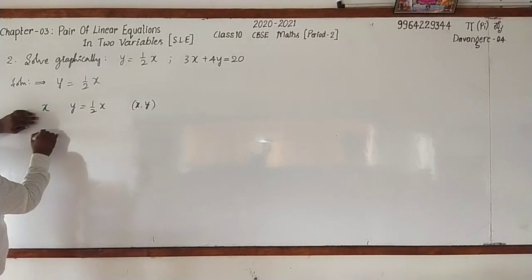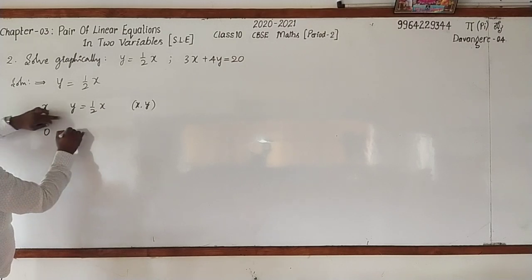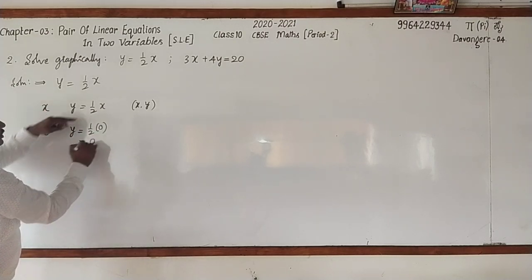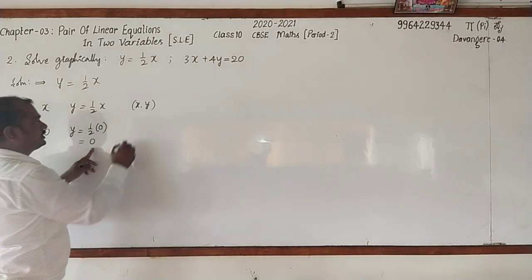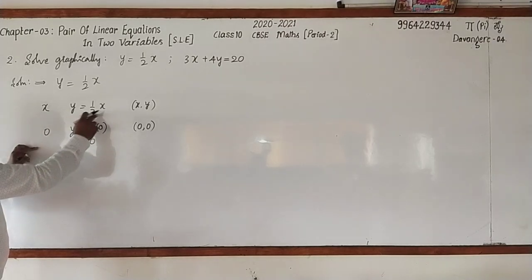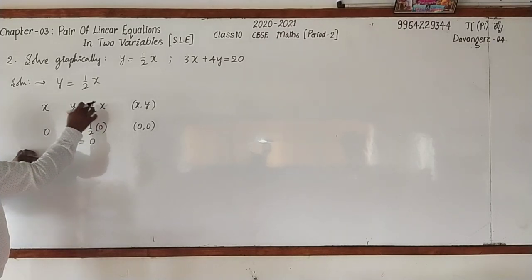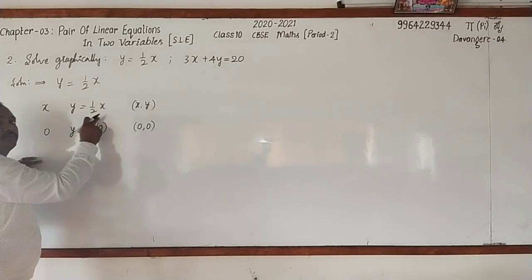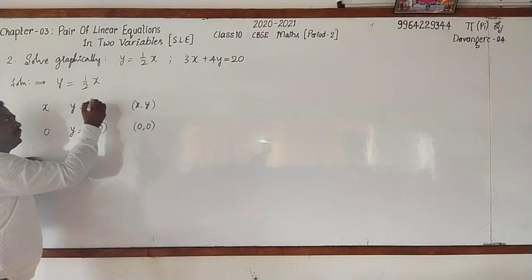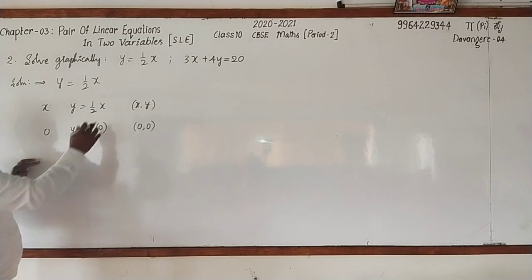Here I write, when x is 0, then y equal to half into 0. What is half into 0? Or 0 into anything is 0. It is 0 comma 0. Then can we take 1? No, because if you take 1, it becomes fraction. Hence I go for taking minus 1, not possible. It becomes minus 1 by 2.